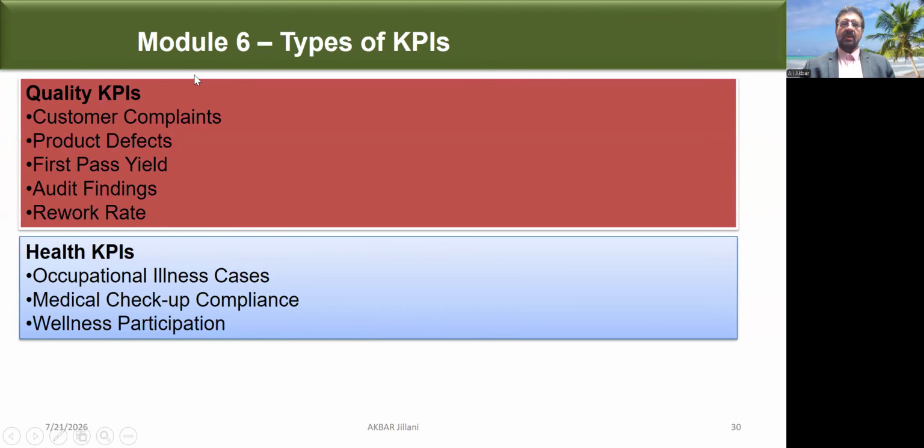Now we are coming to module 6, types of KPIs, first for quality, then for health and for safety. Quality KPIs: customer complaints, product defects, first pass yield, audit findings, rework rate. It means we are developing a product and it has some defects, so how will we rectify or fix it. Health KPIs: occupational illness cases, medical checkup compliance, and wellness participation.